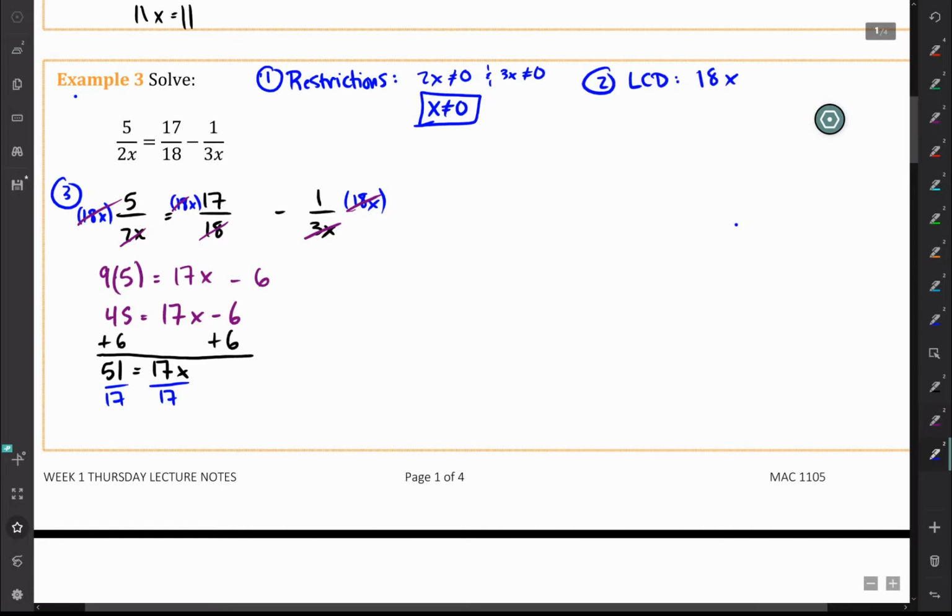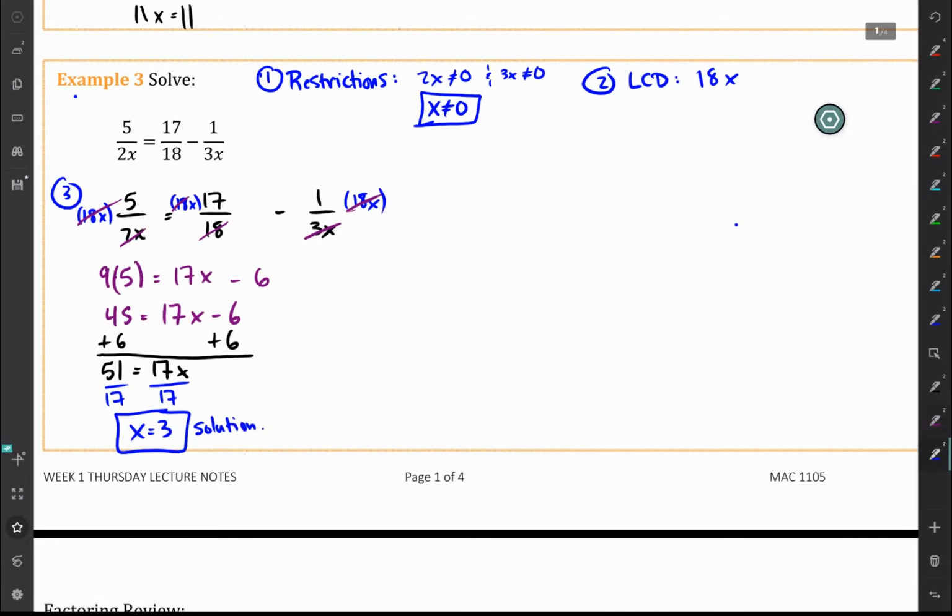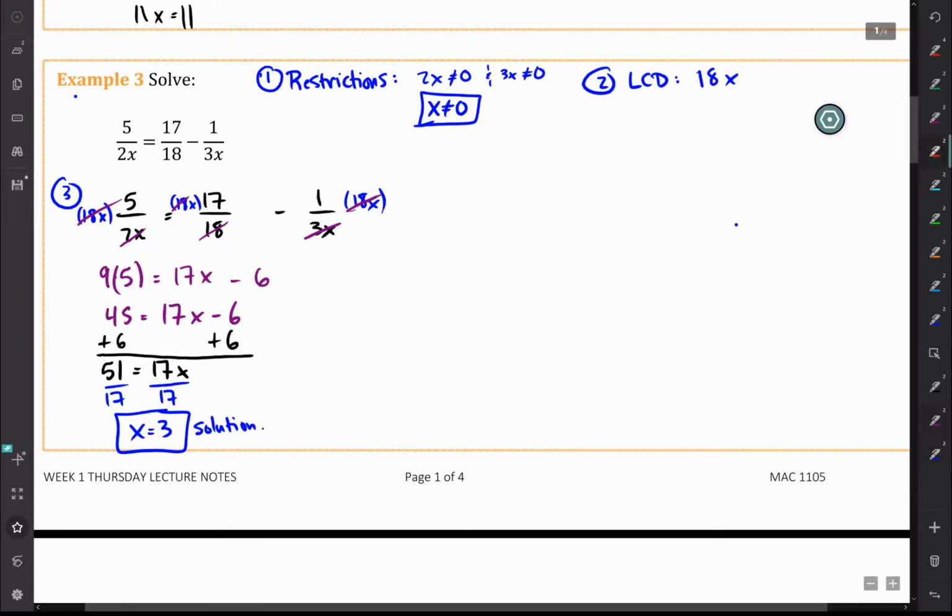So x equals 3 is our solution. And you have to remember to check to make sure that's not one of our restricted values, and our only restriction was x couldn't equal 0, so x equals 3 is not restricted. So this is our solution. And then finally in step 4 you need to check your work.